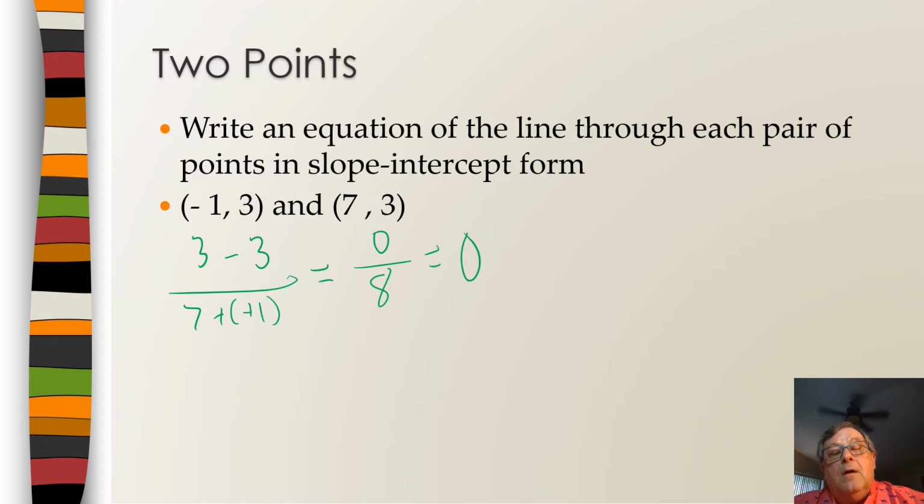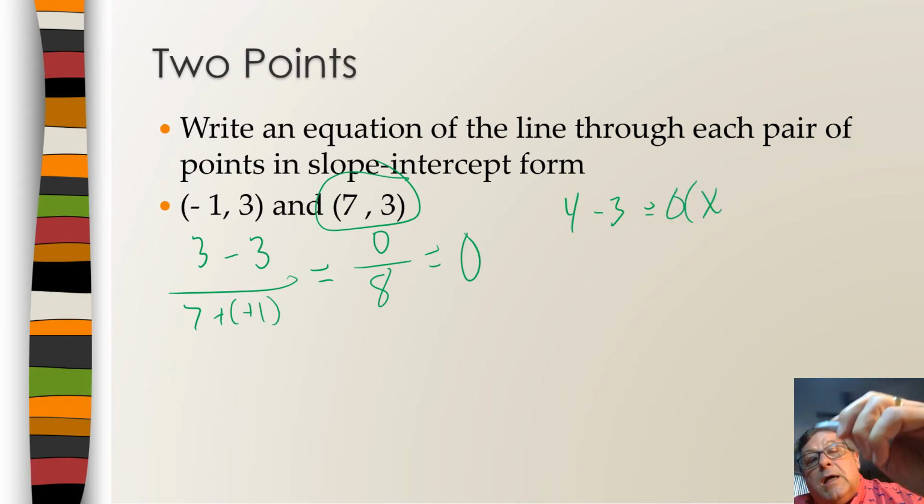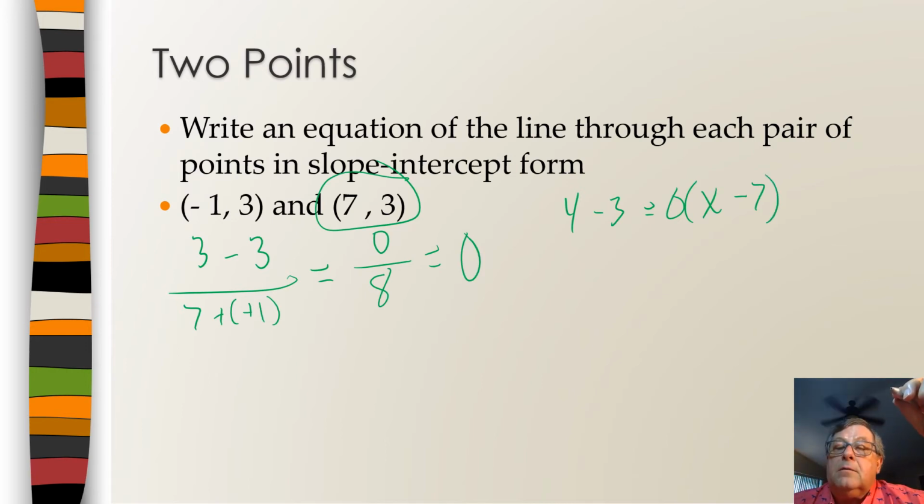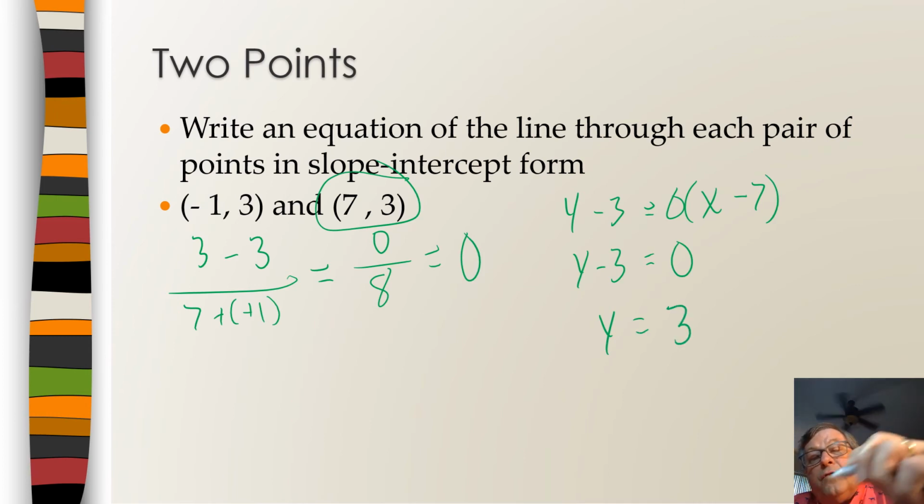Plug that in. Well, I'm going to use this one here. Doesn't matter. I could use either one. So I got y minus 3 equals, well, my slope is 0 times x minus 7. But when I distribute that 0 to x minus 7, well, 0 times x is 0. 0 times -7 is 0. So now I got y minus 3 equals 0, and y then is equal to 3.